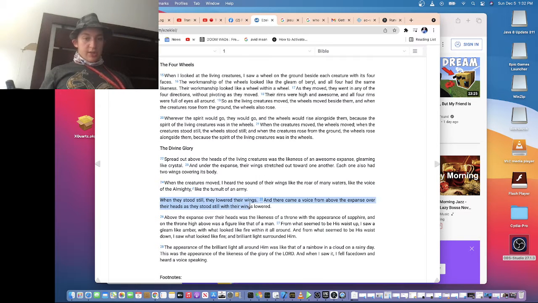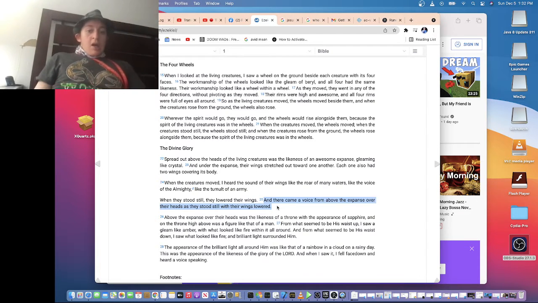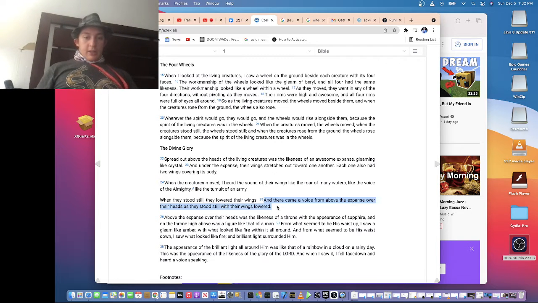When they stood still, they lowered their wings, and there came a voice from above the expanse over their heads as they stood still with the wings covered. So this is talking about when the wings are covered.